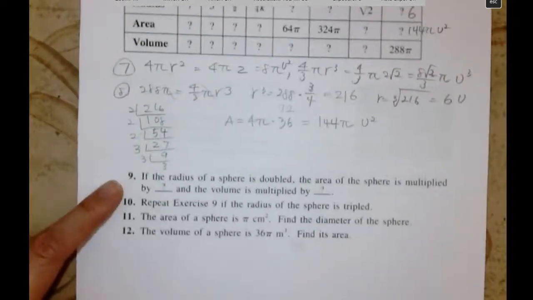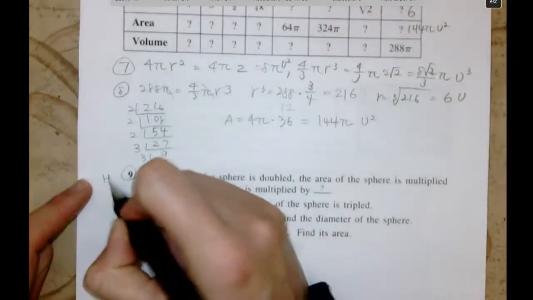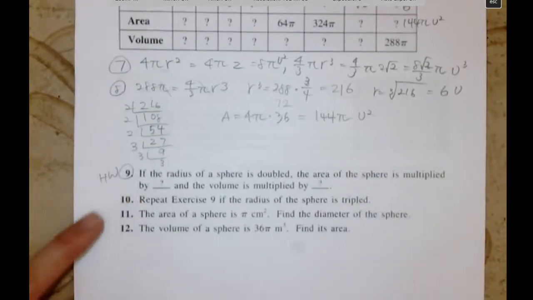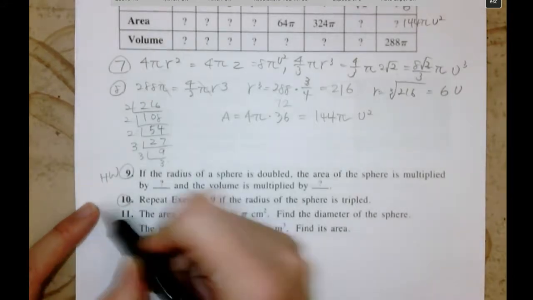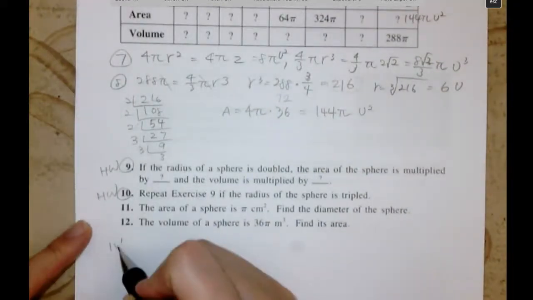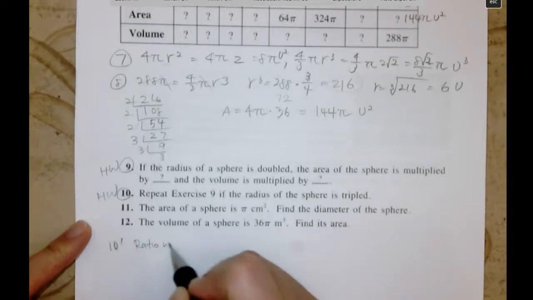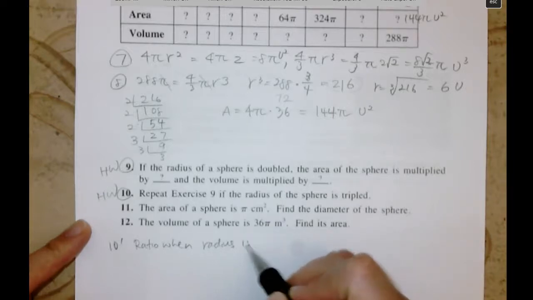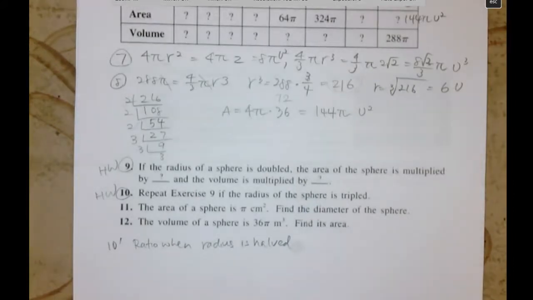All right. If the radius of a sphere is doubled, the area of the sphere is... I want you to do this one. This is kind of a preview of the next section, the volume of similar figures. Repeat the exercise 9 if the radius of the sphere is tripled. Okay. Do this. And why don't you do 11 and 10, the ratio when the radius is halved. Okay, that's double, triple, you do half too.